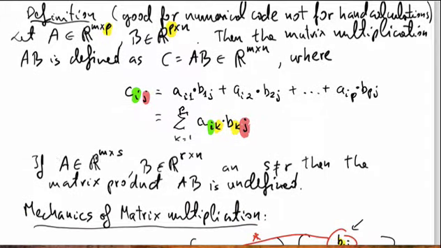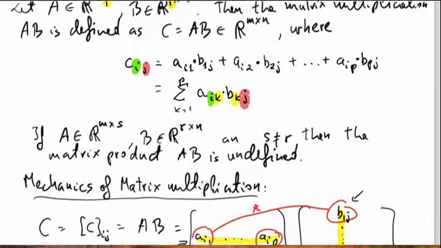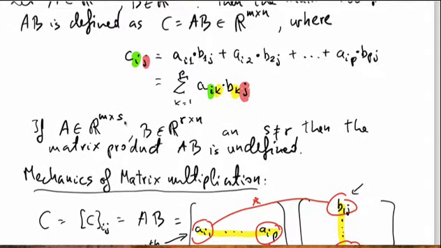And then if we have two matrices where the inner dimensions, so the second dimension of the first and the first dimension of the second, are not the same, if you have an M by S matrix and an R by N matrix, and S is not equal to R, then the matrix product A times B is undefined. So we cannot always multiply together all kinds of matrices.